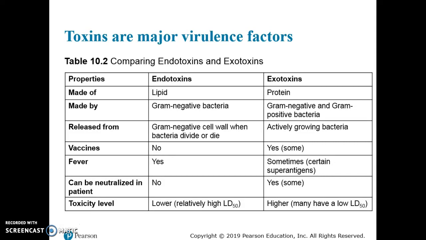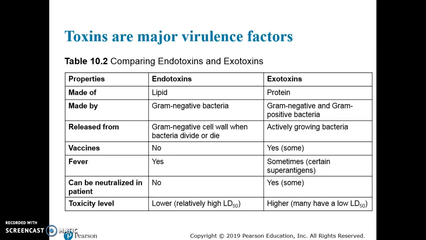Now, switch over to exotoxins. Exotoxins are proteins, and these are going to be produced by both gram-negative and gram-positive bacteria, and they are released, they exit that cell. So they're released from actively growing cells. The bacterium synthesizes the exotoxin, the protein inside of it, and then it releases it out into the environment. And the environment could be you, the host.